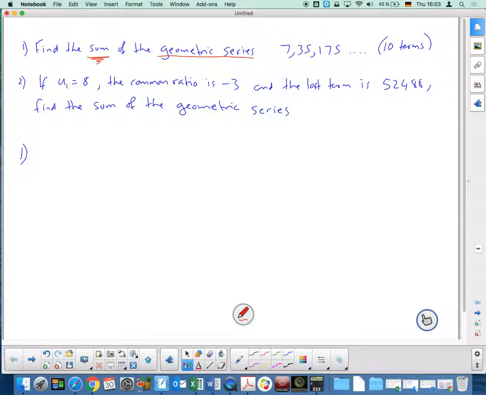So you would go straight into your formula booklet and you would start looking up the formulas for the sum of a geometric series. Now, you've actually got a choice of two formulas. There's one that looks like this, and there's another one which is almost the same, but these things are switched around.